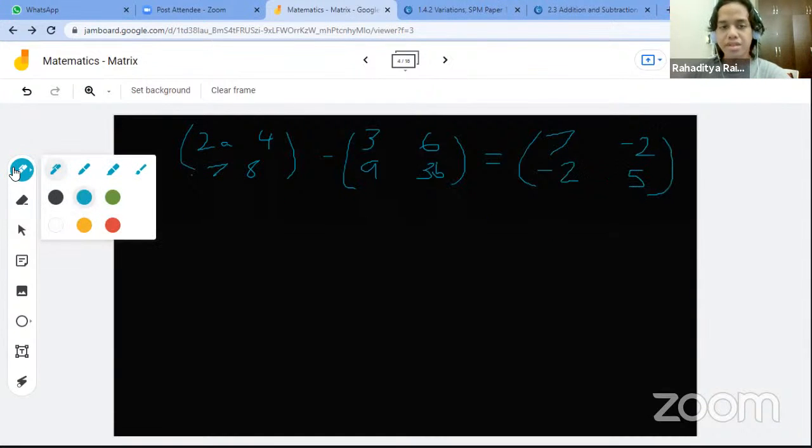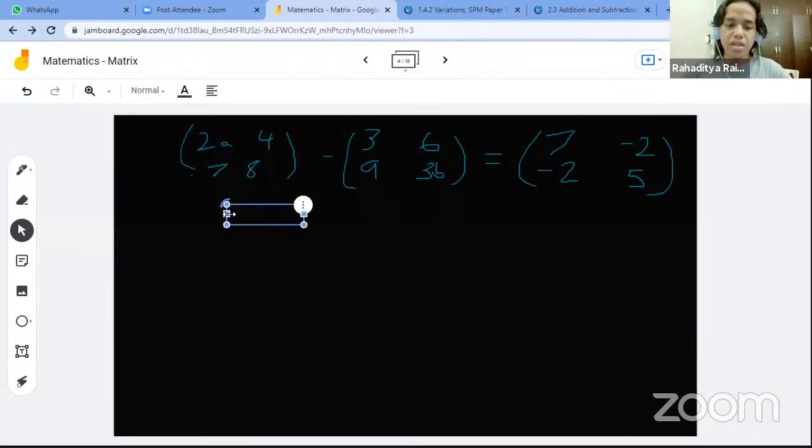Okay, so we have this now. They're asking you to find the value of 2a minus 3b.